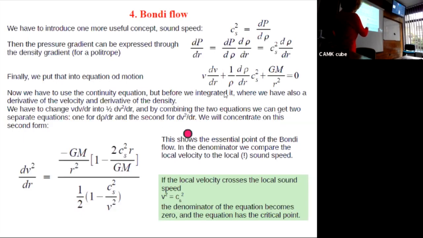Okay, so now it's convenient additionally to introduce the sound speed. Sound speed, by definition, is the derivative of the pressure with respect to the density. And in the case of the polytropic case, this is really simple. You have no doubts how to calculate that. And then you can express the pressure gradient through the density gradient. And then this factor will come in front. So then you will see the equation in this form. But still, you have here dv over dr and d rho over dr. So here you can change dv over dr into the derivative of dv square over dr. Then the equation looks better.